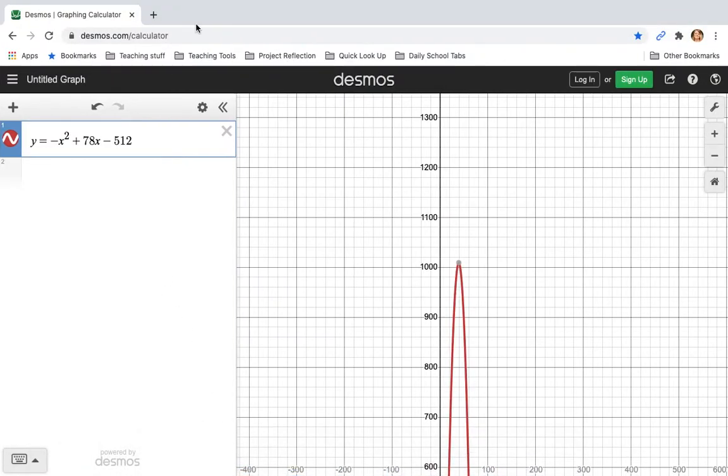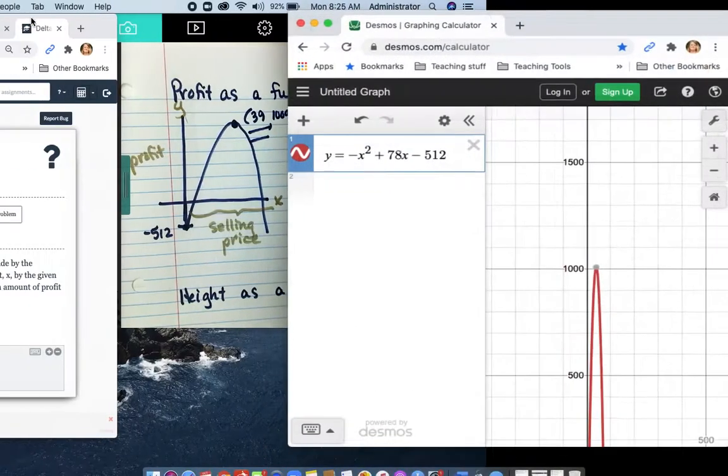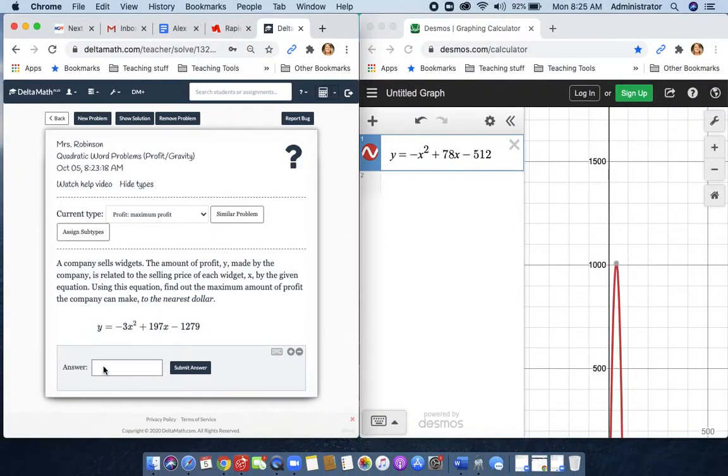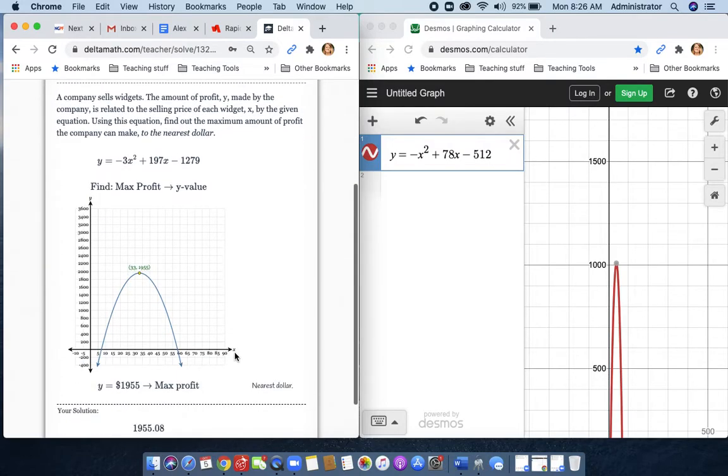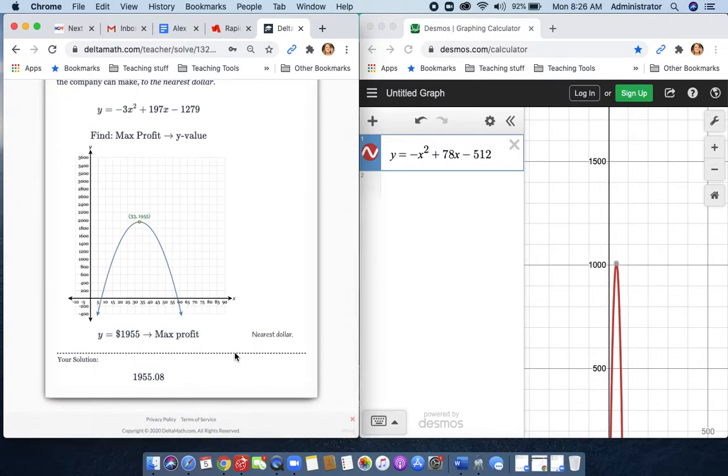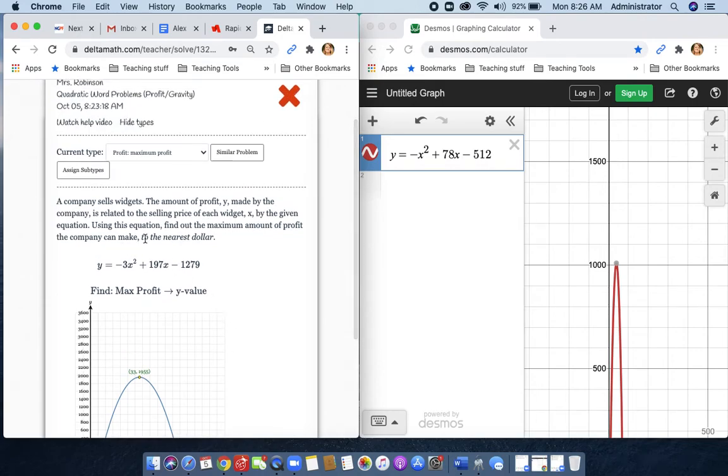So I'm going to minimize that and go back here to the nearest dollar. It says 1955.08. I wasn't typing anything. Thought I was. 1955.08. Submit. Oh, what does it have me doing? Oh, I didn't read. Oh, look at that. Didn't read to the nearest dollar.